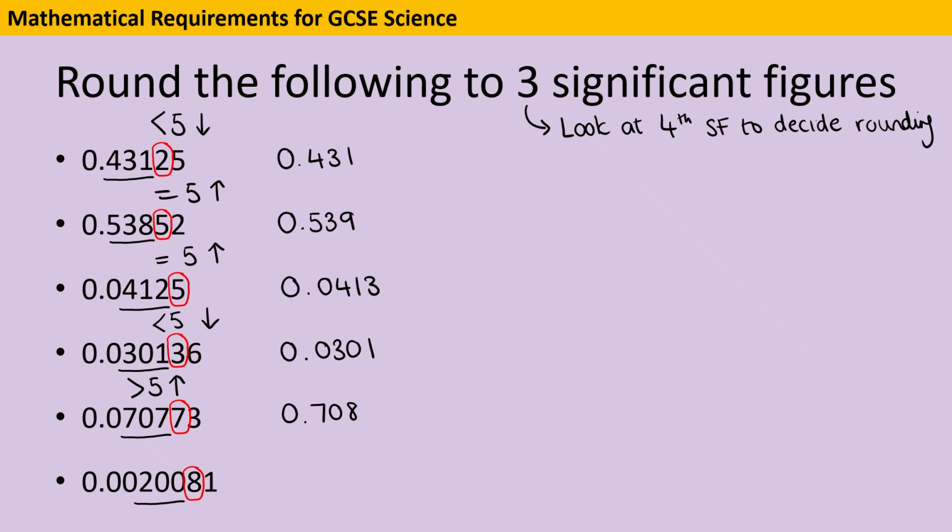And then last but not least, we've got a value that is greater than 5, so we're rounding up, so that's going to be 0.201.